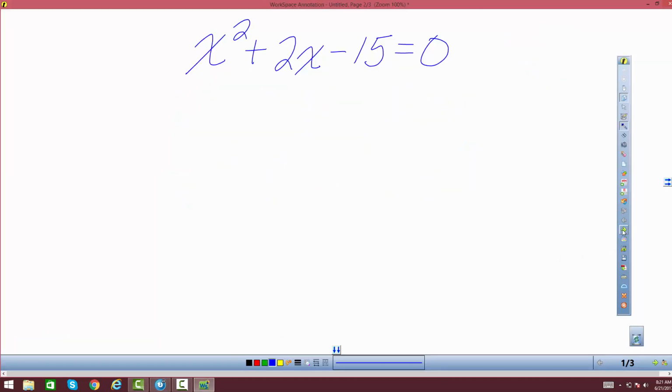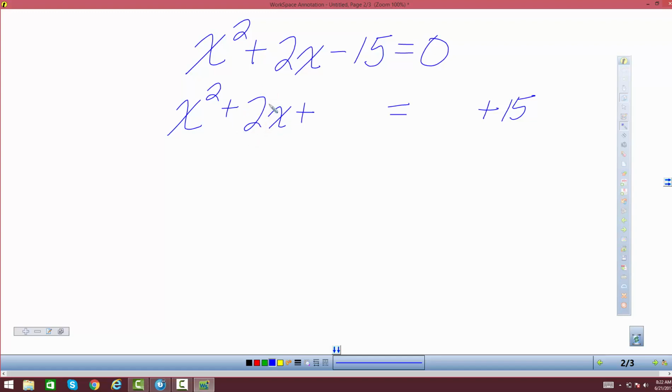So we're now going to solve that same equation by completing the square. I'm going to rewrite this as x squared plus 2x plus, leave a space, equals, leave a space, plus 15. So I've really just added 15 to both sides of the equation and left spaces here.